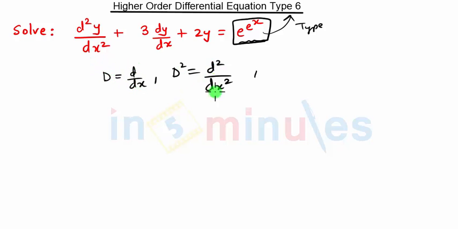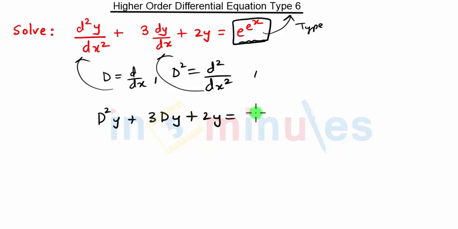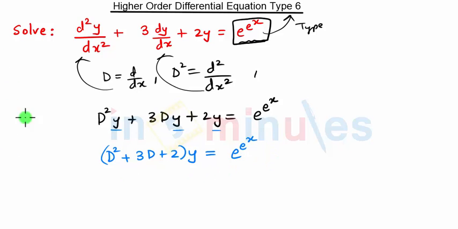So D square will be d square upon dx square. Then we substitute these two terms in this equation. We get D square into y plus 3D into y plus 2y equal to e raised to x. I can take this y common from these three terms. We will get (D square plus 3D plus 2) into y equal to e raised to x. The solution for this equation is given by y equal to yc plus yp. First, we will find what is yc.